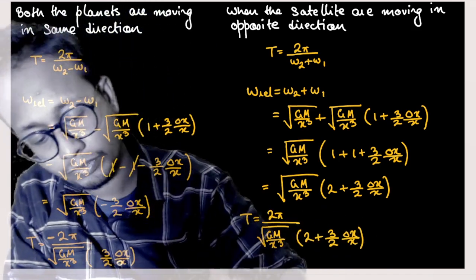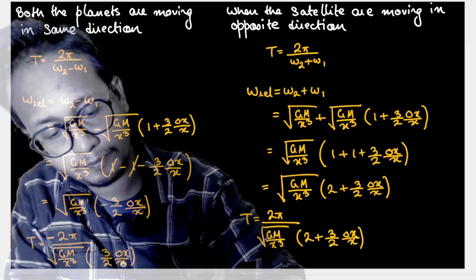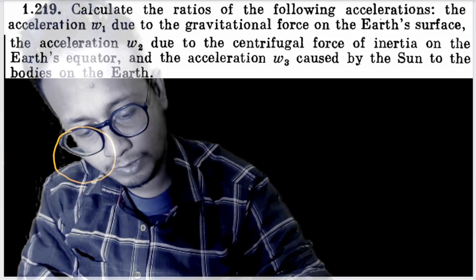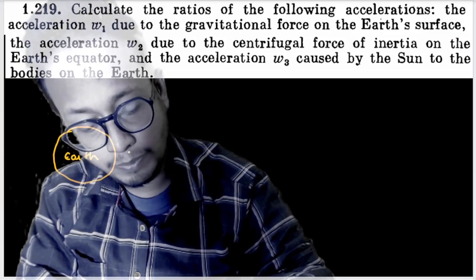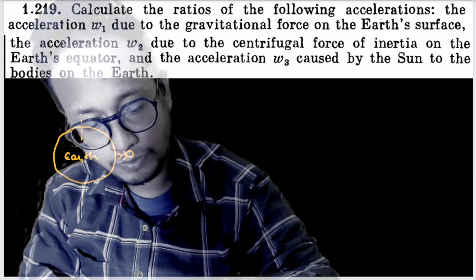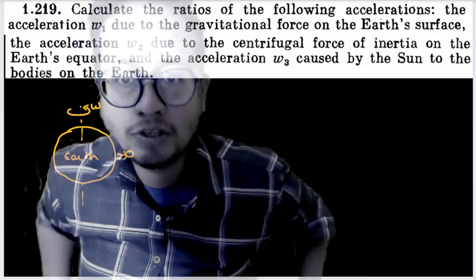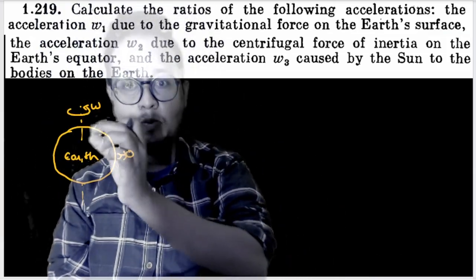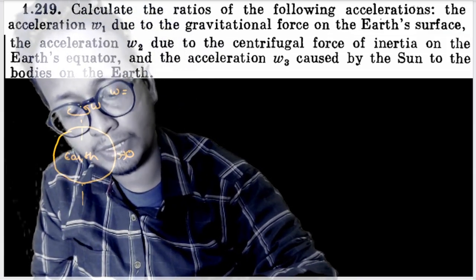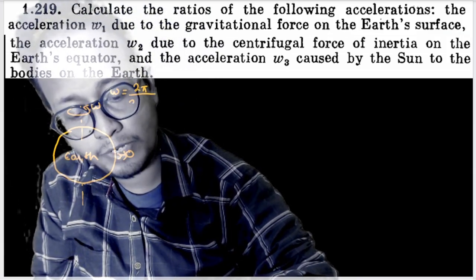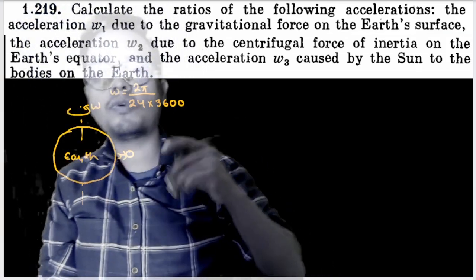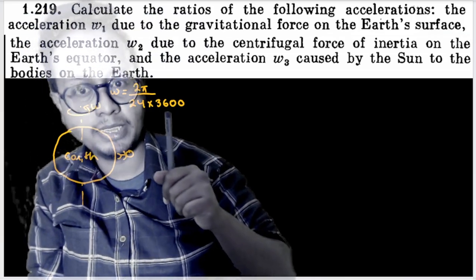So this is our question number 218. Start with this question. In this question, the Earth is here. Now suppose a person is standing on the equator of Earth. The Earth also rotates about its own axis, no? And what is the angular velocity of Earth? The angular velocity of Earth is 2 pi divided by 24 into 3600. Why is that? Angular velocity is total angular distance by total time, 24 hours. In order to convert hours into seconds, we multiply by 3600.